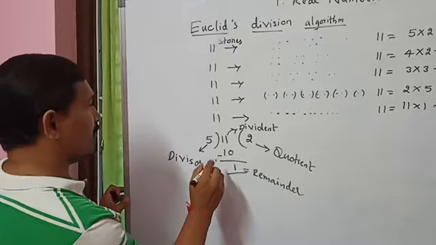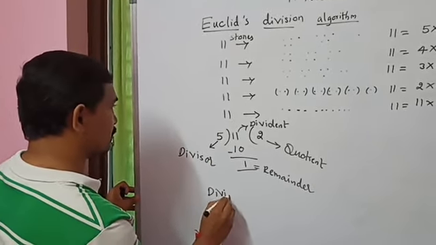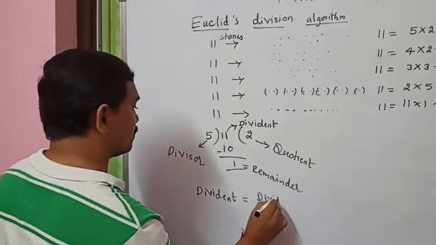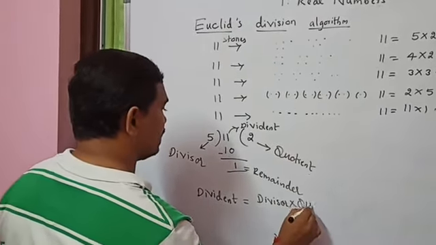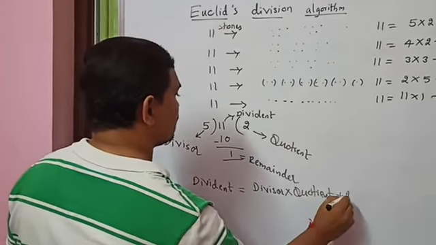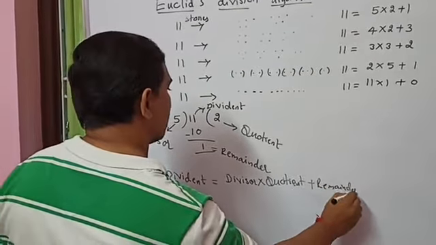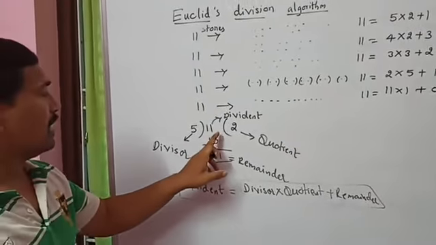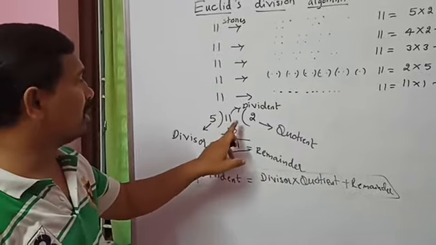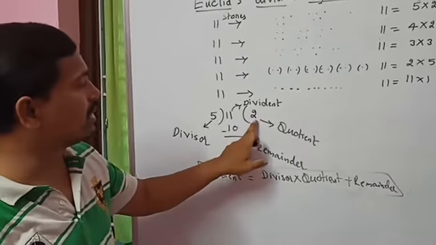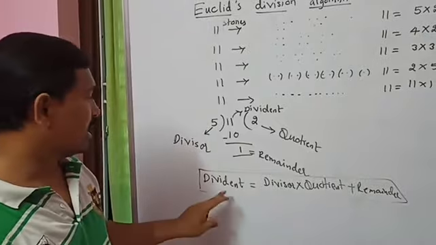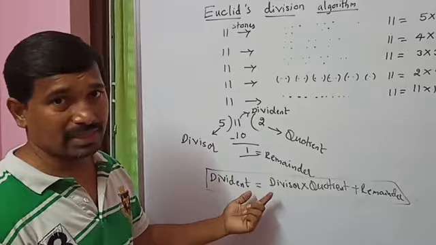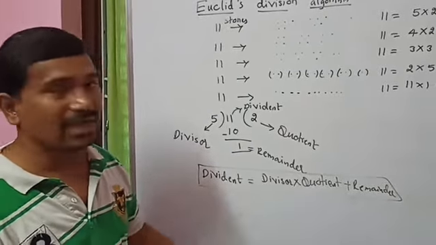Already you know, dividend equals divisor into quotient plus remainder. Do you know this division formula? 11 is being divided by 5. So 11 is the dividend, 5 is the divisor, 2 is the quotient, 1 is the remainder. Dividend equals divisor into quotient plus remainder. This is the basic division formula, the division relation.